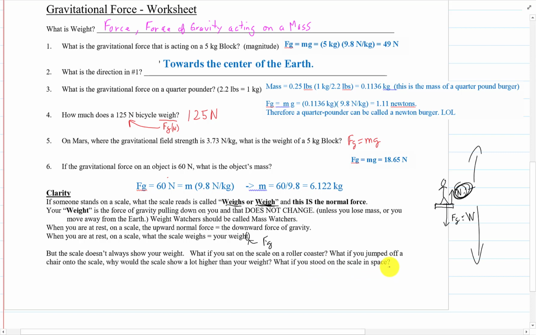What if you stood on the scale in space? Well, if you're floating around in space and put that underneath your feet, it would show 0 because you're not pushing down on it. Your force of gravity is not pulling. So it shows you that you're weightless. But are you really weightless? Yes, the force of gravity is 0, but you're not massless.